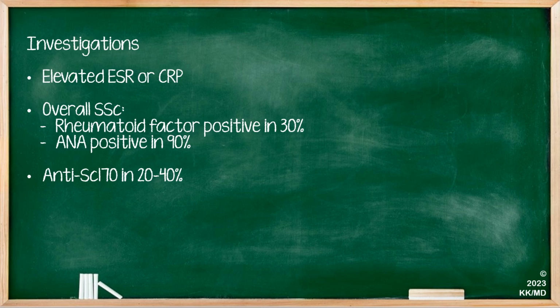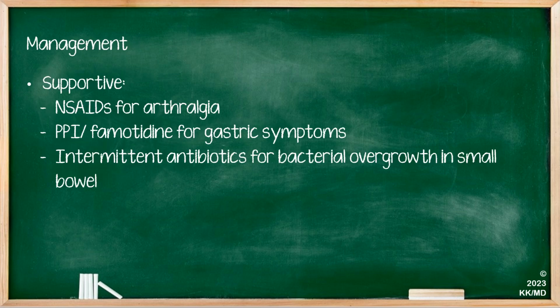However, the most specific antibody, which is very important for your multiple choice question, is anti-SCL70, which is positive in only 20 to 40% of cases. However, it is the most specific antibody in this condition. As for the management of it, the management really begins with supportive care, and that is the use of painkillers and anti-inflammatories for your arthralgia, your proton pump inhibitor or famotidine for gastric symptoms if relevant, and you would consider intermittent antibiotics if you're suspecting a case of bacterial overgrowth in the bowel.